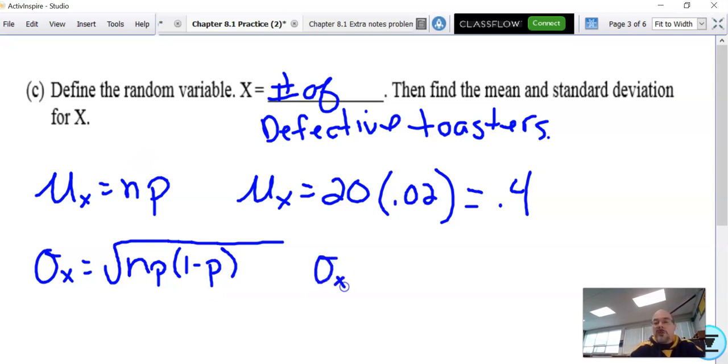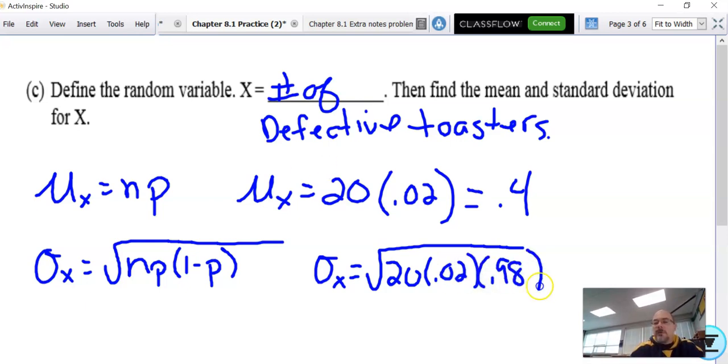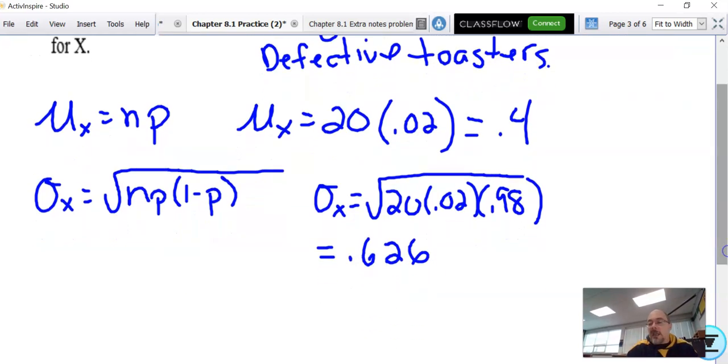So all we have to do here is take the square root of 20 times the 0.02. Whoops, that's not a 0. 0.02 times the 0.98. Okay, I'm not going to take time to show that on the calculator, but put that in on the calculator. Please practice it. You should get 0.626.